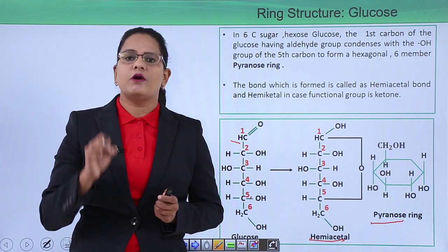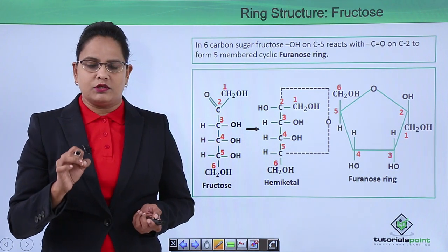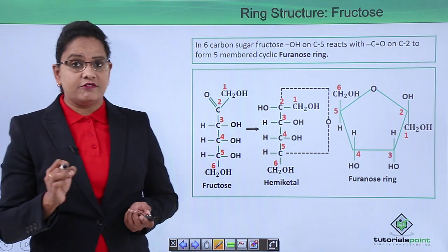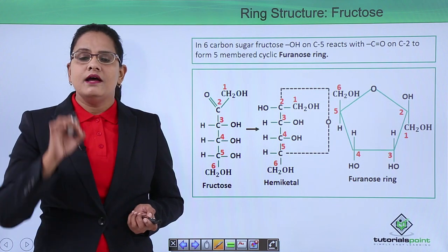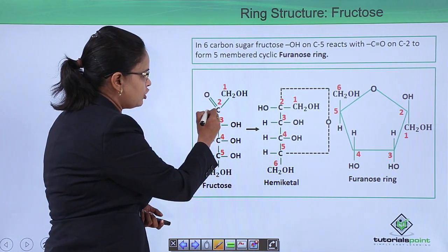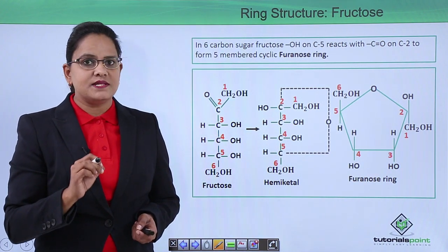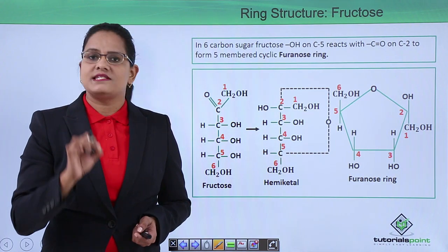Let us now talk about fructose. So, fructose is also a 6-carbon sugar. We know that. But what is the difference? The difference is the keto group present at the 2nd position. So, what happens is now the bond is a hemiketal bond.